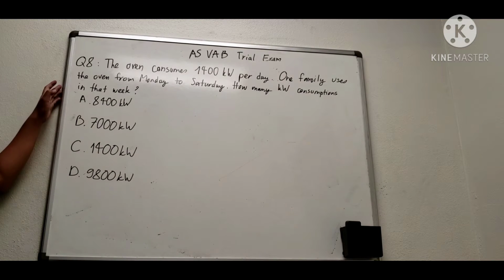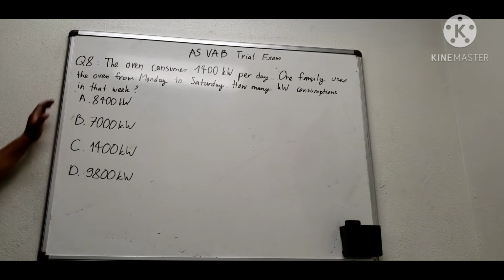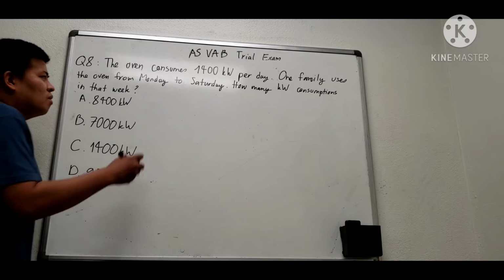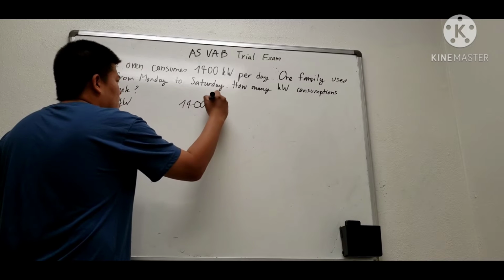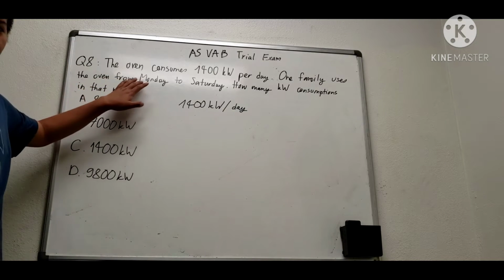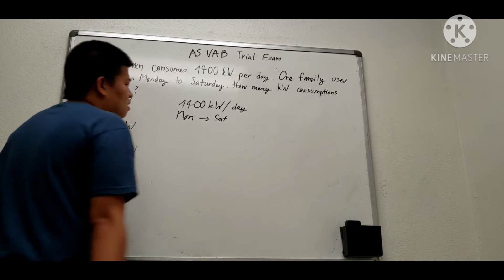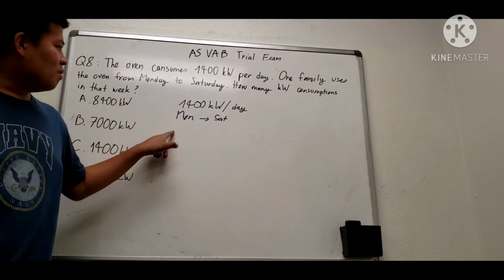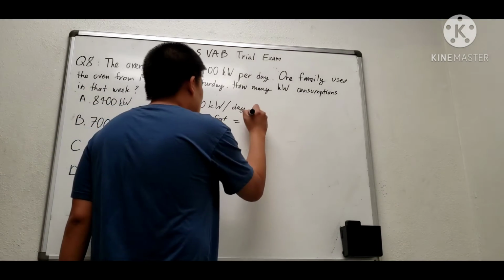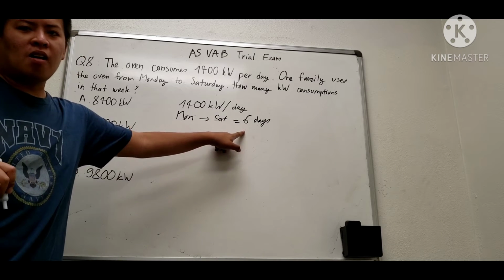Question 8. The oven consumes 1400 kilowatts per day. One family used the oven from Monday to Saturday. How many kilowatts of consumption in that week? So in here we can see that we have 1400 kilowatts in one day, and we know that they use from Monday to Saturday. When we count how many days from Monday to Saturday, that's about 6 days, because they don't include Sunday, so that we have 6 days only.